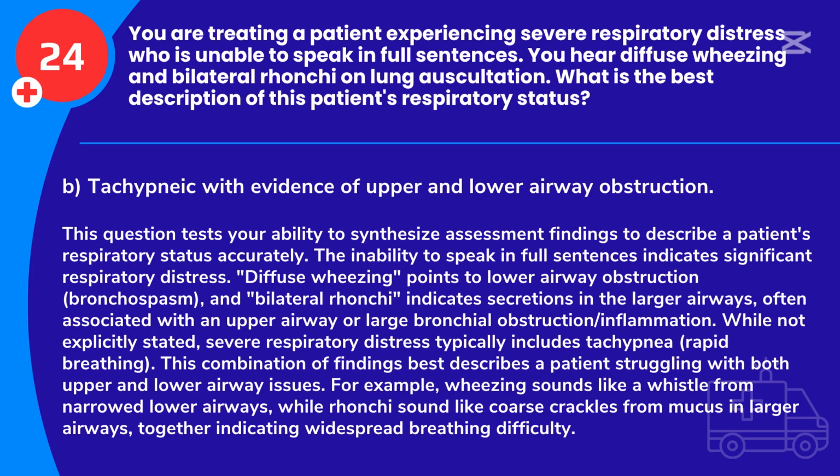Answer: B. Tachypneic with evidence of upper and lower airway obstruction. This question tests your ability to synthesize assessment findings to describe a patient's respiratory status accurately. The inability to speak in full sentences indicates significant respiratory distress. Diffuse wheezing points to lower airway obstruction, bronchospasm, and bilateral rhonchi indicates secretions in the larger airways, often associated with an upper airway or large bronchial obstruction or inflammation. While not explicitly stated, severe respiratory distress typically includes tachypnea, rapid breathing.